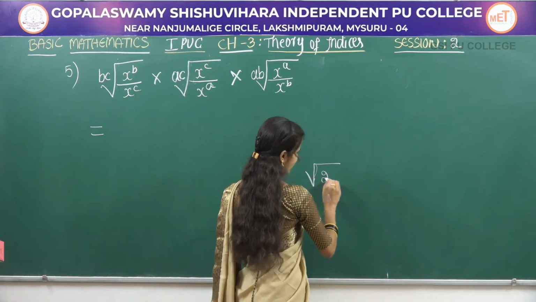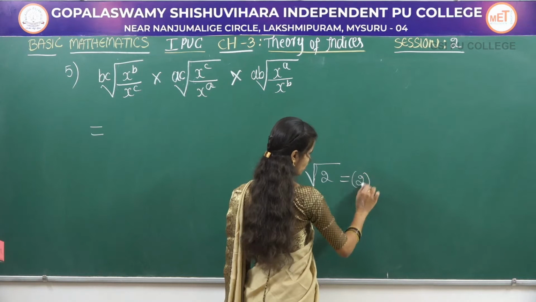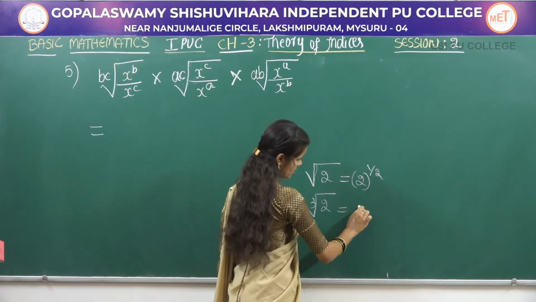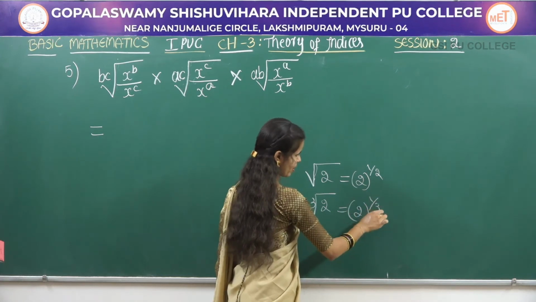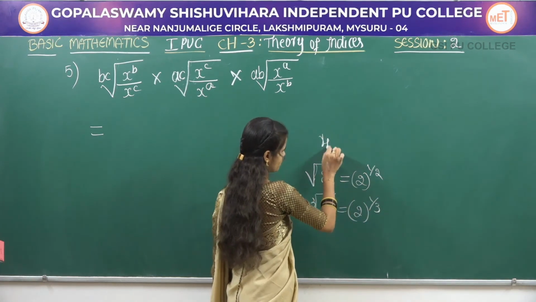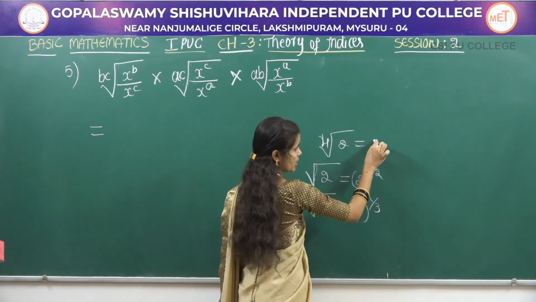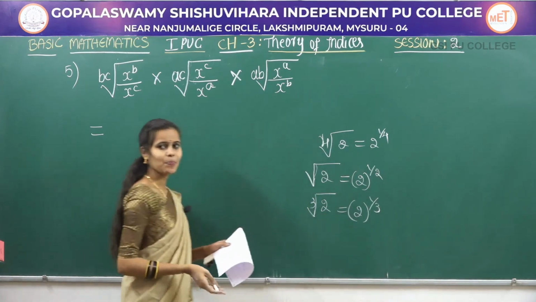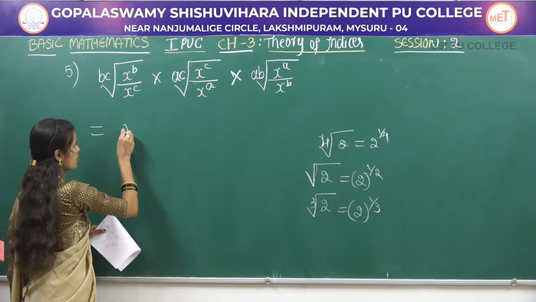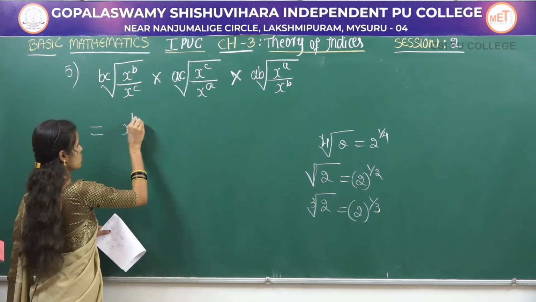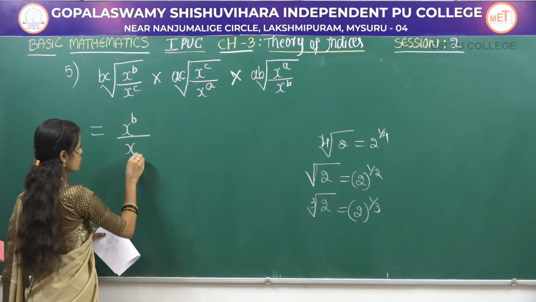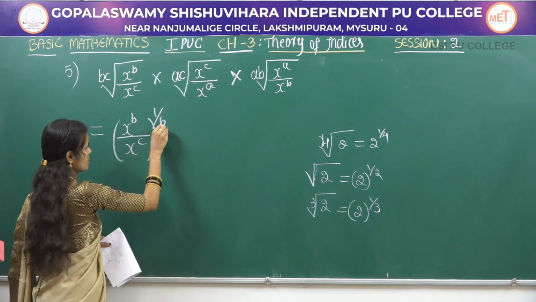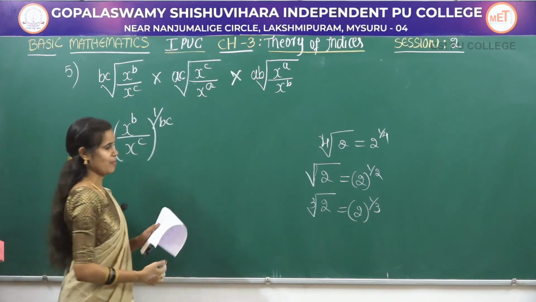suppose the square root of 2 can be written as 2 to the power of 1 by 2. Cube root can be written as 2 to the power of 1 by 3. So fourth root can be written as 2 to the power of 1 by 4. Similarly, here the bc-th root can be written as 1 by bc. So write x to the power of b divided by x to the power of c as it is. So 1 by bc, the bc-th root becomes 1 by bc.